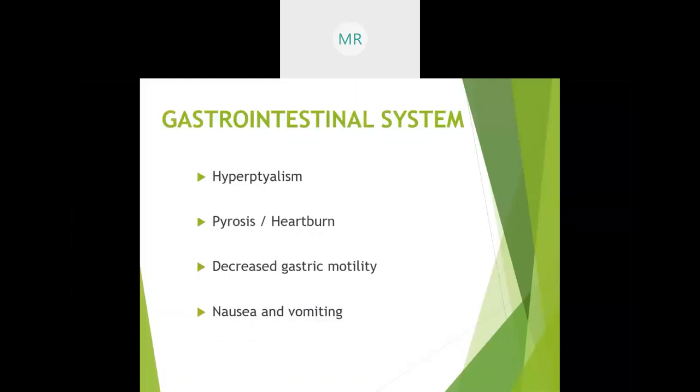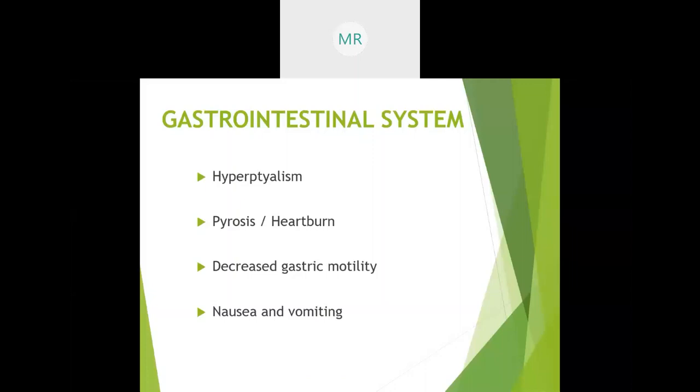Gastrointestinal system, the GI system. Okay, the GI system, as the baby gets bigger and everything is pushed up, it does worsen as the gravid uterus presses on the intestines. And there is something called hyperptyalism. That is increased saliva formation, and that is caused again by an increase in estrogen levels. Then we have pyrosis, which means heartburn.